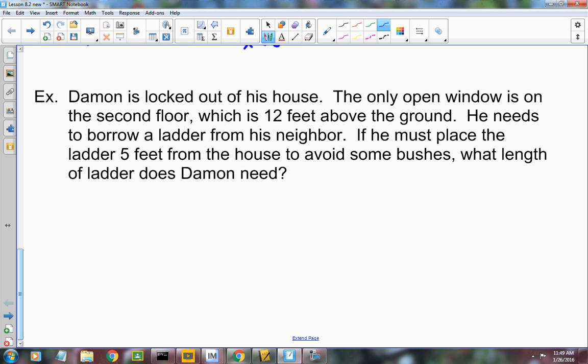Okay, so we have his house, and he's got a window on the second floor, and he's got these bushes below the window. It says that the window is 12 feet high from the ground, and he has to borrow a ladder from a neighbor, okay? And the closest that he can get the ladder is 5 feet from the house. I need to know how tall the ladder needs to be. What would it be? 13. It is a triple, right? 5, 12, 13, okay? And so that's an example of when you wouldn't have to do it.